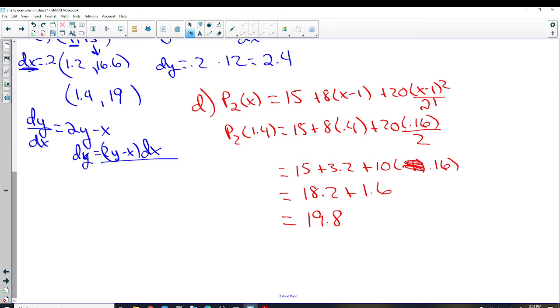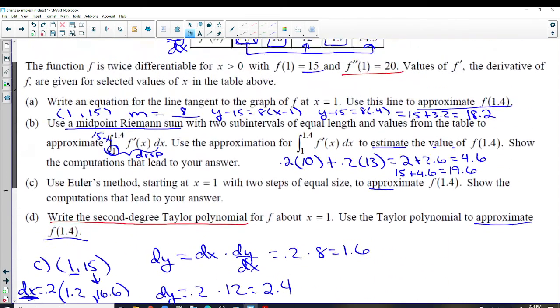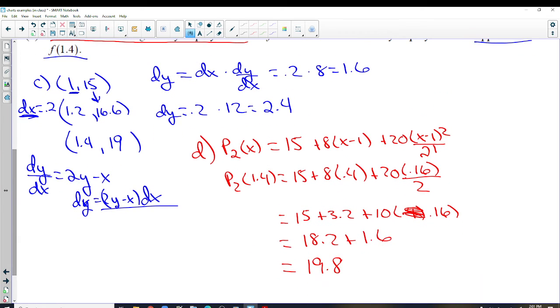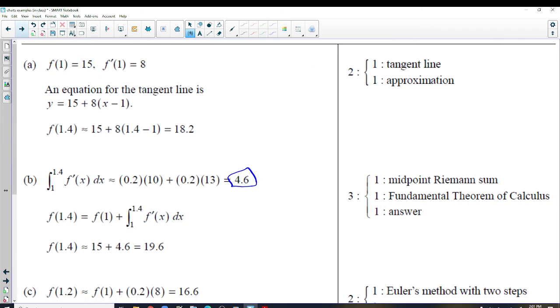There, yeah, hey. We went all the way from writing tangent lines all the way to the end. Write the second degree Taylor polynomial. What a great problem. What a great tour of calculus. One for the tangent line, one for the approximation. One for this, one for that. One for midpoint Riemann sum. One for the fundamental theorem of calculus.